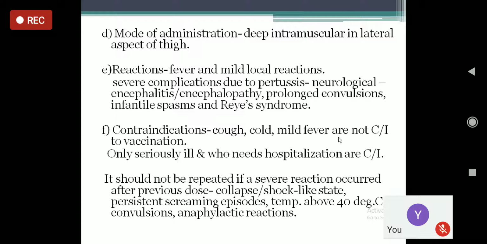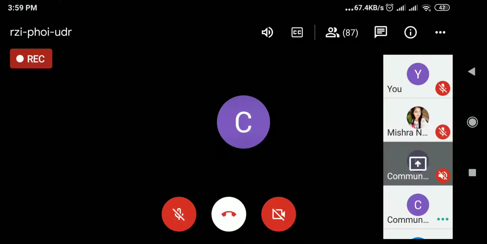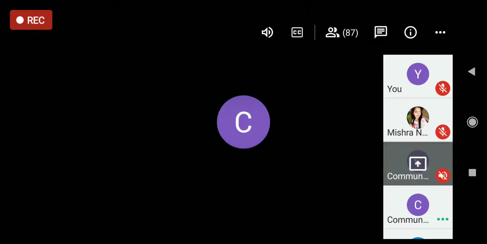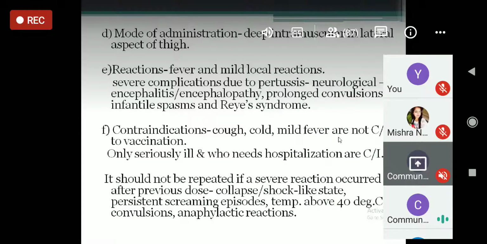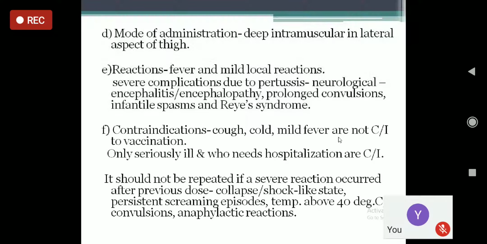Okay, as encephalopathy, because the disease has affected the brain. And prolonged convulsions. Infantile spasm means seizure in infants. It's known as infantile spasm, where the child has spasms of the hands and legs, and the head will be bent forward. Okay, in this infantile spasm.